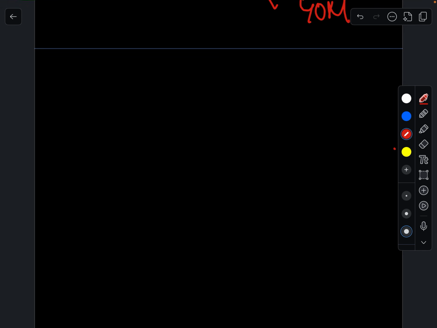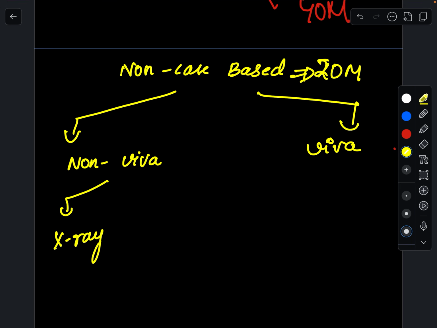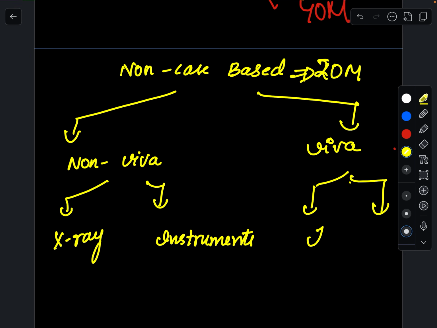And remaining, coming to the non-case based section, which is for 20 marks. Okay, this is how they have divided for us. It is divided as viva and non-viva. Here also they can ask viva, but the major focus is that they ask about x-ray and instruments. Then proper theory viva. So this is how it goes in our college.